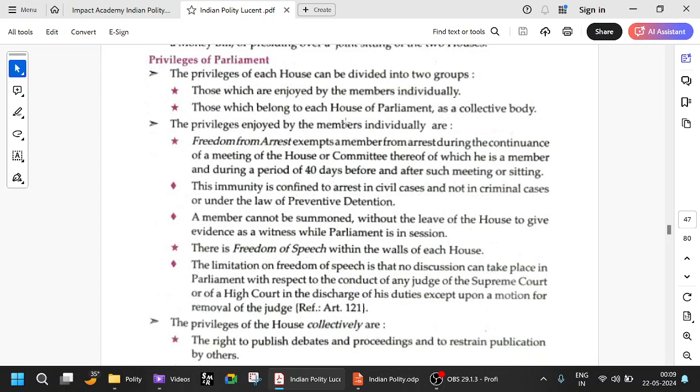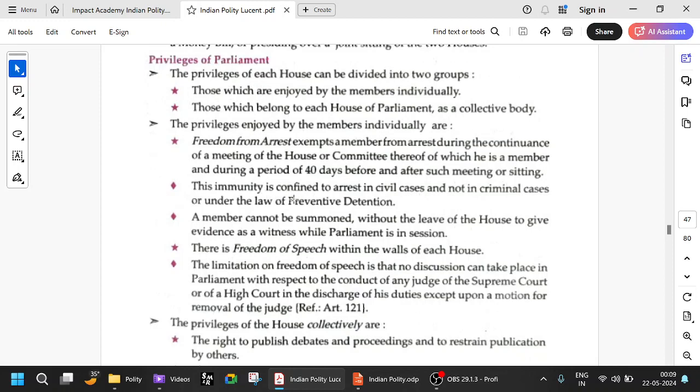So the privileges enjoyed by the members individually are freedom from arrest, which exempts a member from arrest during the continuance of a meeting of the house or a committee thereof of which he is a member, during a period of 40 days before and after such meeting or sitting. So if the member is in a meeting of the house, then 40 days before and after such meeting, he cannot be arrested.